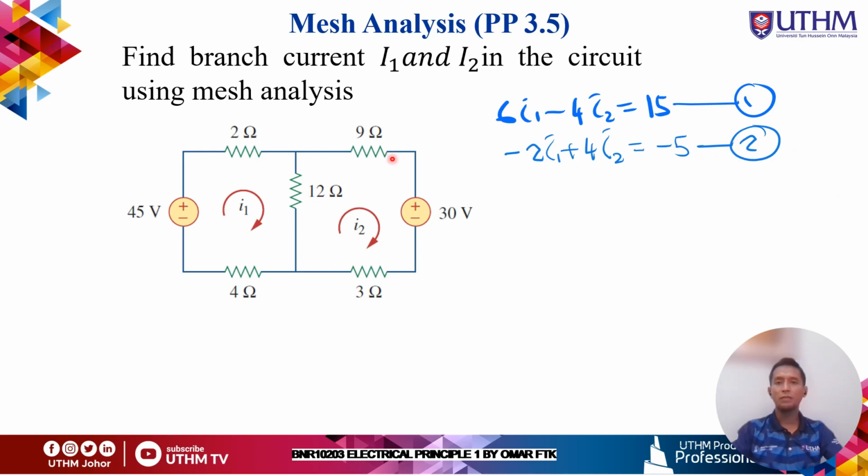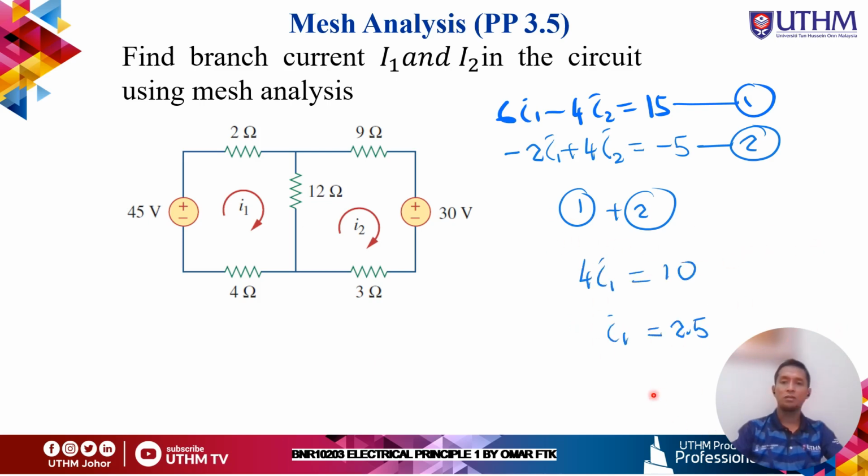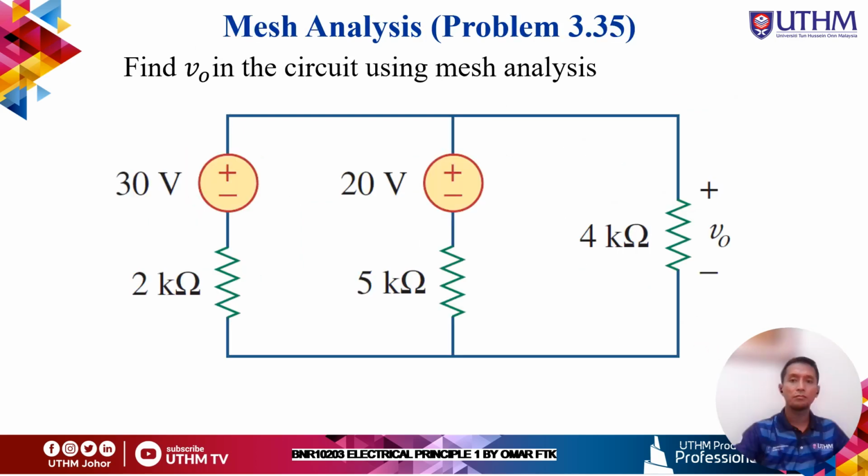So from this, you can use the calculator to get the equation, to get the I1 value and I2 value. So I1 will get 2.5. Okay, then let's try to do this question.